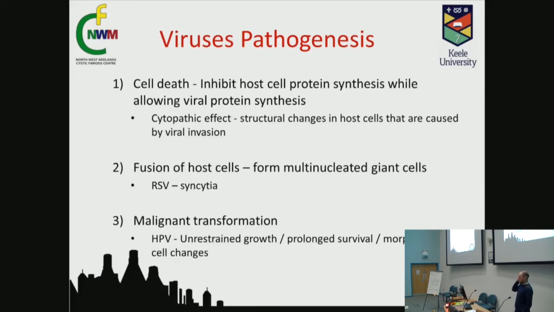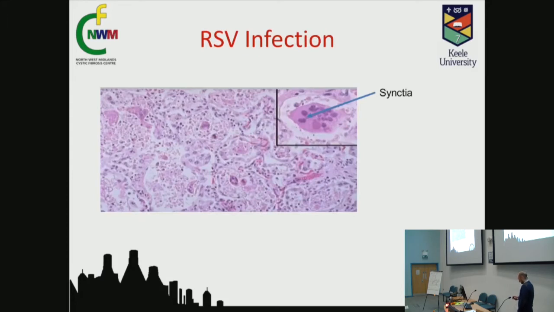The third thing that viruses can do is cause malignancy. So we all know that human papillomavirus is associated with cervical carcinoma, and it does that by instigating unrestrained growth, prolonged survival of the cells, and morphological changes. So basically, it stops the cell dying, and it makes the cell increase the number of times it is being replicated.